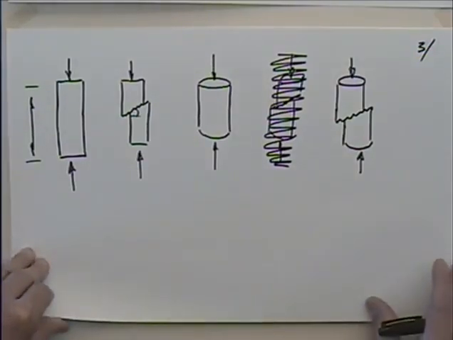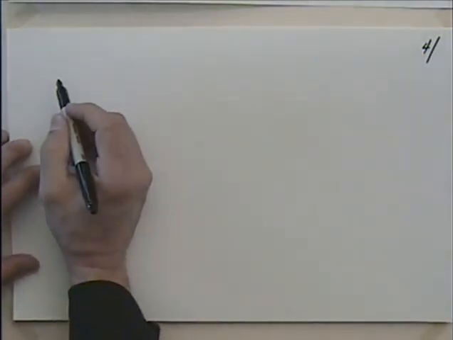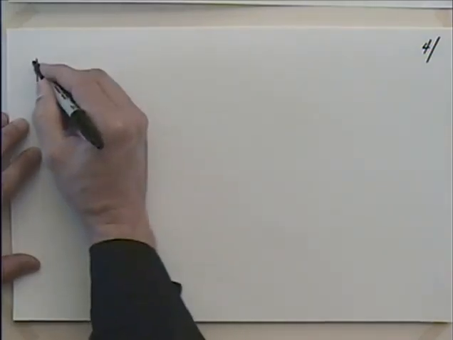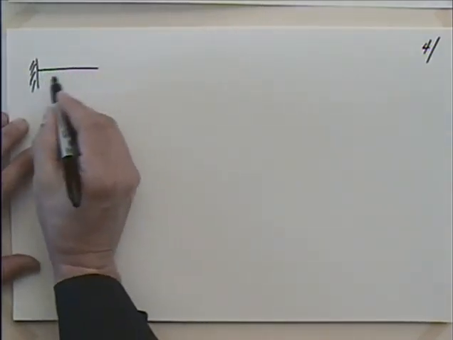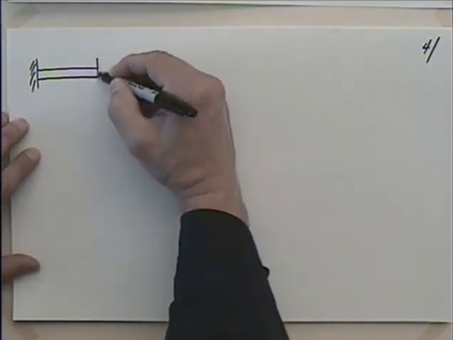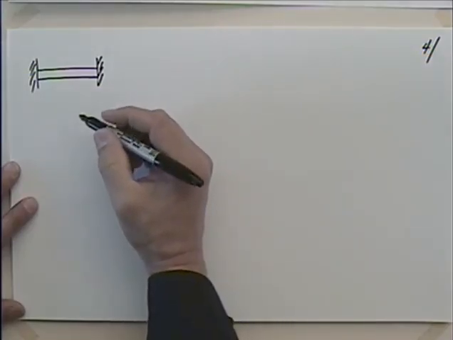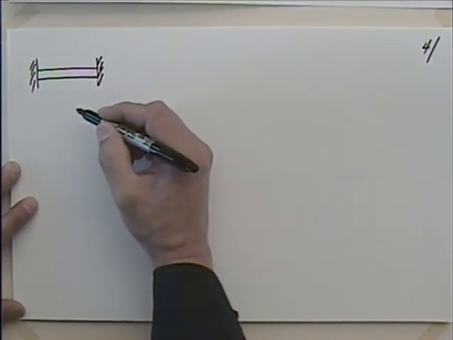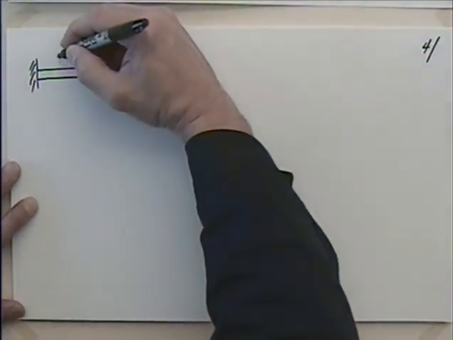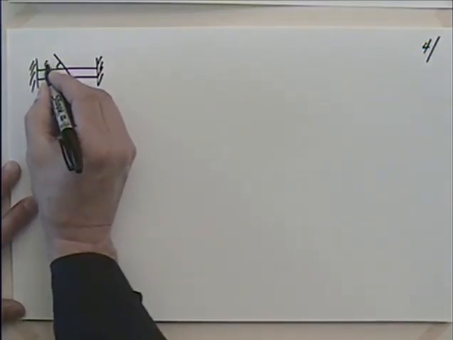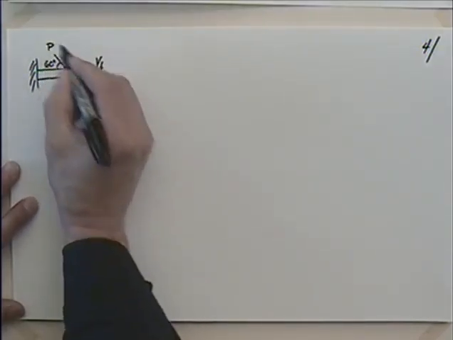So let's try, as I mentioned, an example. Let's say we go back to some of our work from last time, and we fit this bar in between two fixed supports, and I'm going to look at a plane here. I'm going to say that this is 60 degrees. Say that this is the PQ plane.